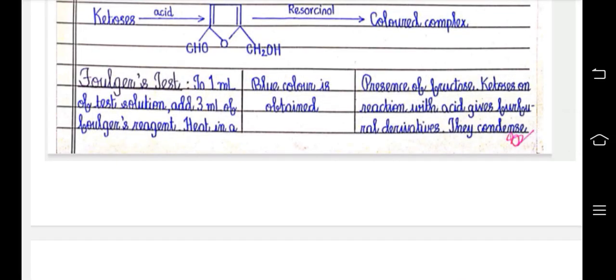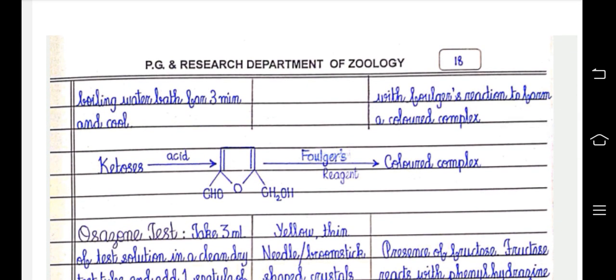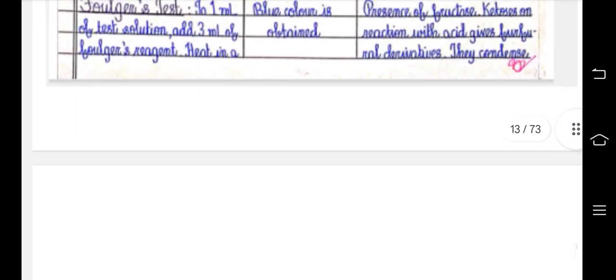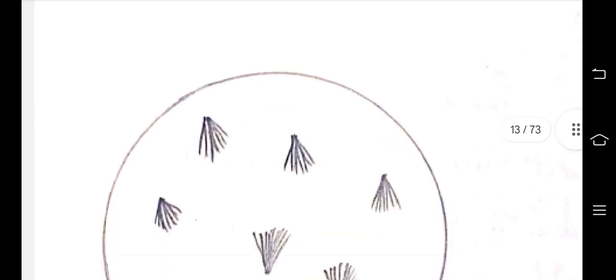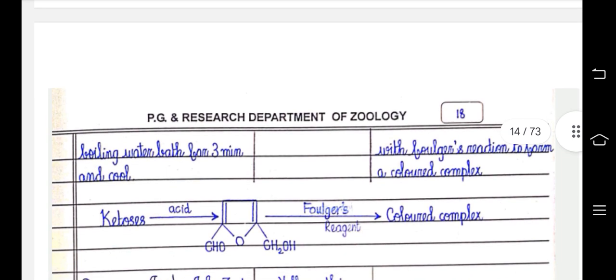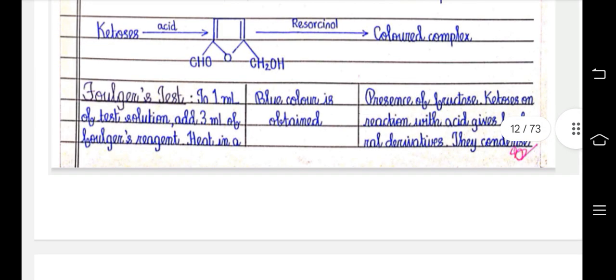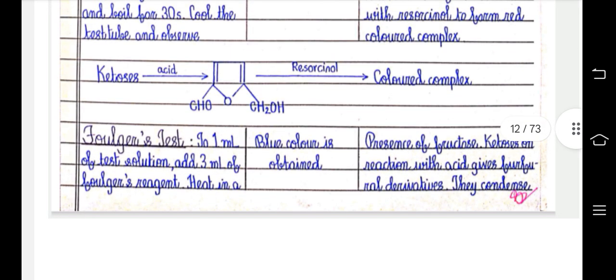And Foulger's test. To 1 ml of test solution, add 3 ml of Foulger's reagent. Heat it in boiling water bath for 3 minutes and cool. What is the result? Blue color is obtained. Presence of fructose. Ketose on reaction with acid gives furfural derivative. They condense with Foulger's reagent to form a colored complex. Blue color. Just remember this one. You need to add that Foulger's reagent and heat. That's it. Then blue color is obtained.